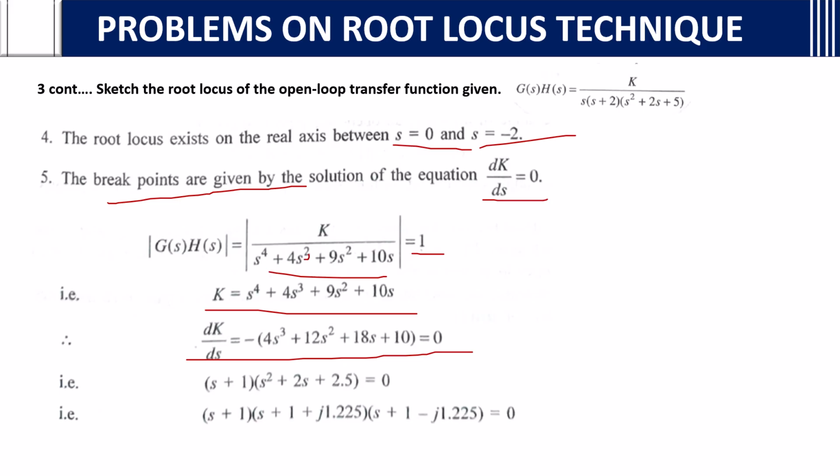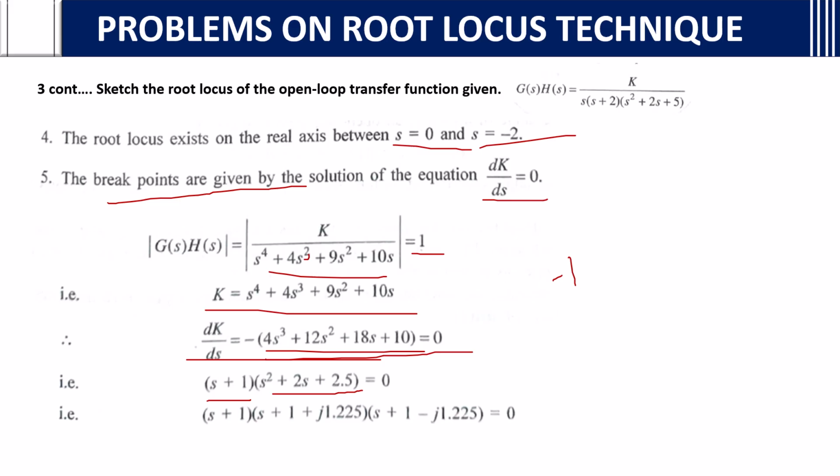Okay, after this, what you can do? S plus 1 into s square plus 2s plus 2.5 equals to 0 you can write. Right. How this is done? If you substitute s is equals to minus 1 in this equation, then you will get 0. So one of the factor will be what? S plus 1 will be one of the factor.